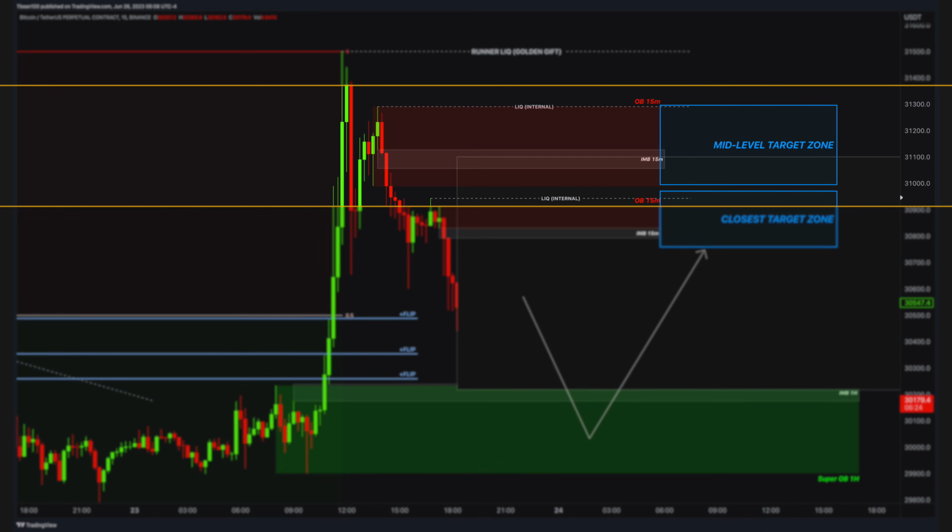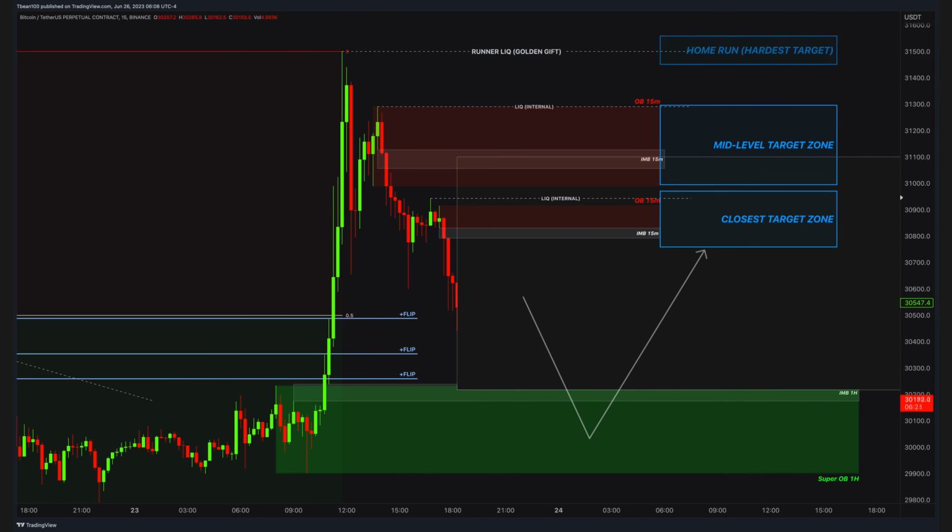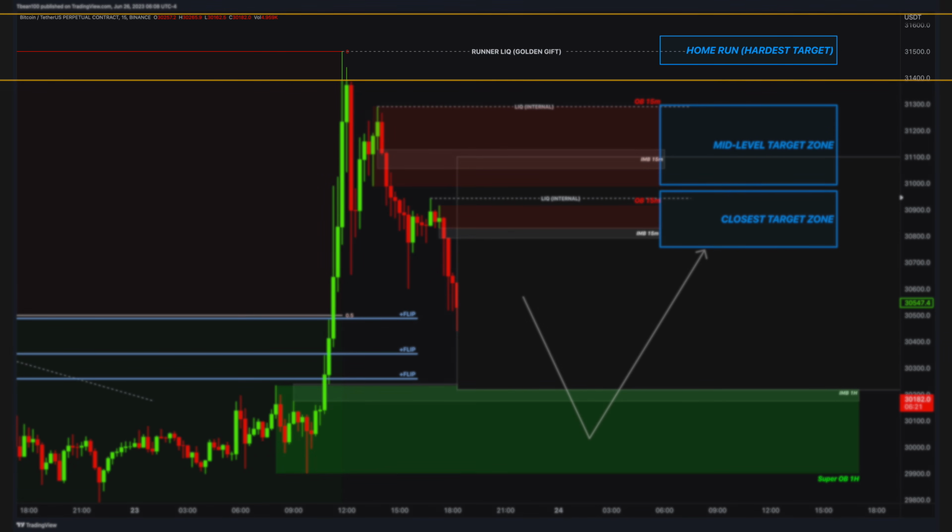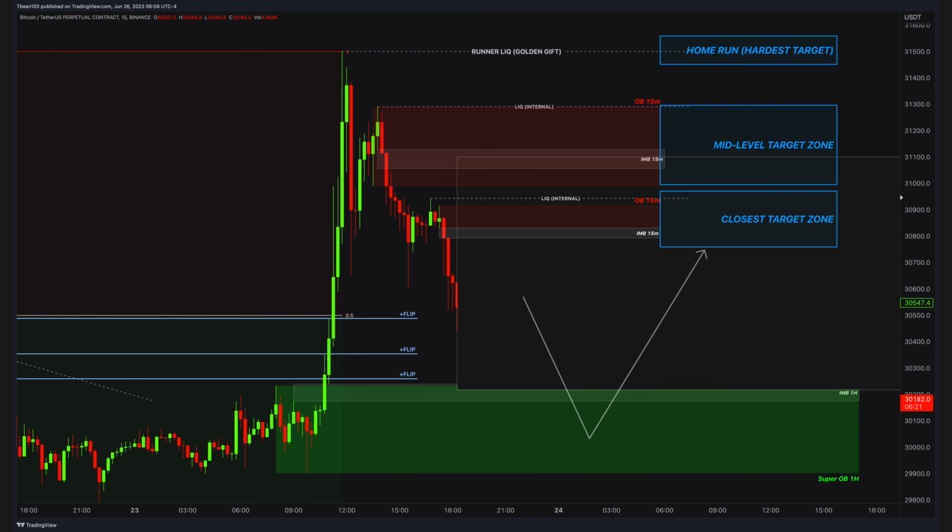Then above that, we have our second mid-level target zone. Many structures collided with each other. At the top, there is my home runner. That zone is probably the hardest target to reach. I have no idea where the price will react. You'll never know that until the price reaches one of these zones.